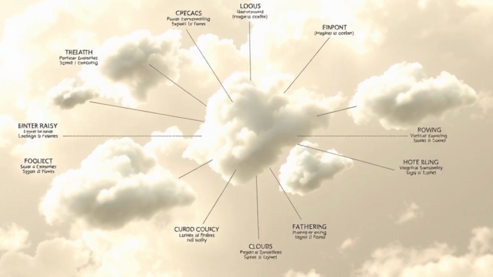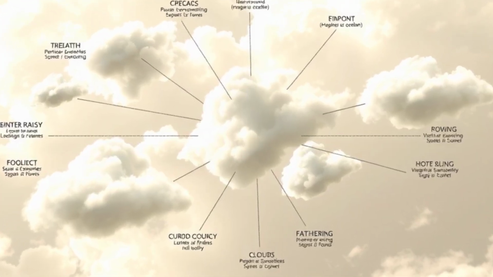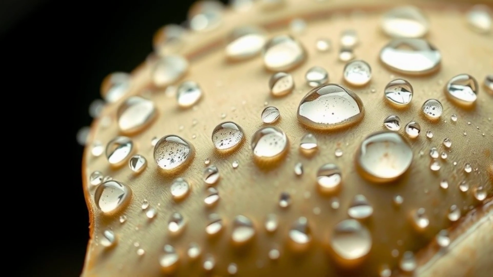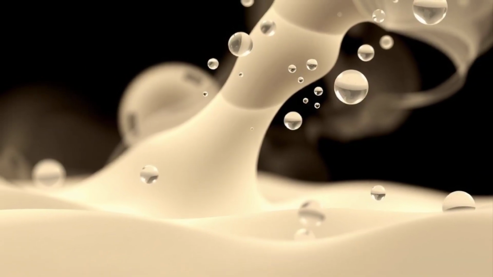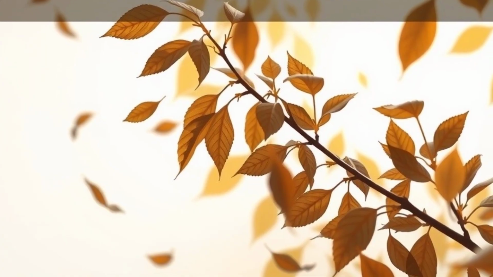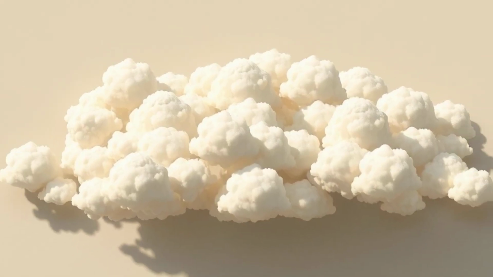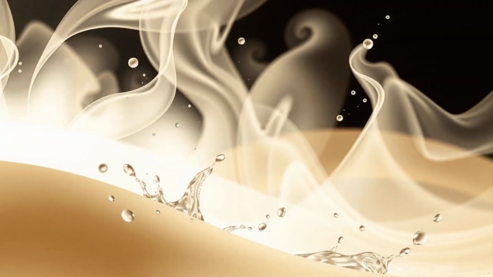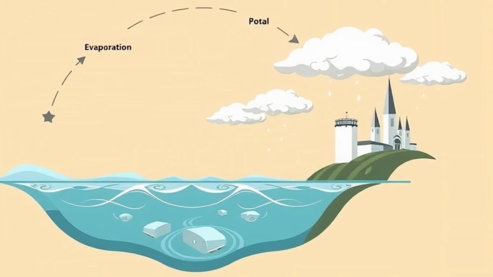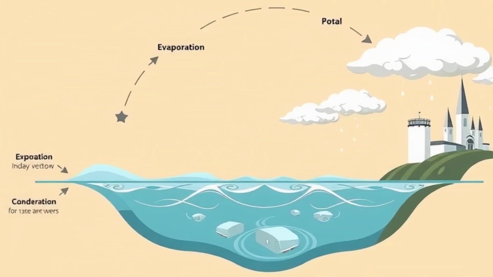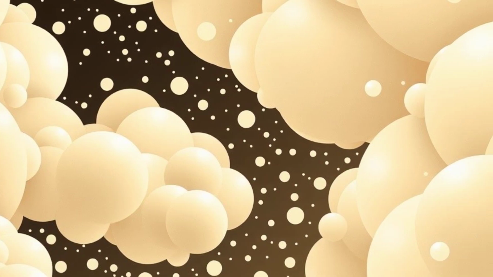Alright, let's start with the basics. What exactly are clouds? In simple terms, clouds are made up of tiny water droplets or ice crystals that are suspended in the air. These tiny droplets are so small that they float, and when many of them group together, they become visible to us as clouds. But how do these droplets form in the first place? Let's find out. Clouds form through a process called condensation.